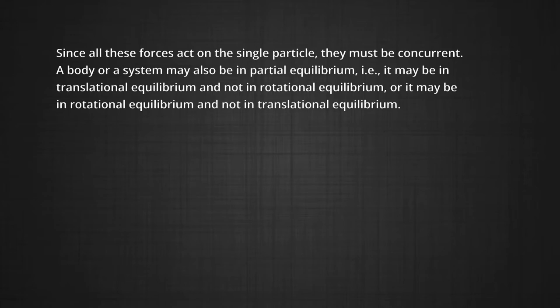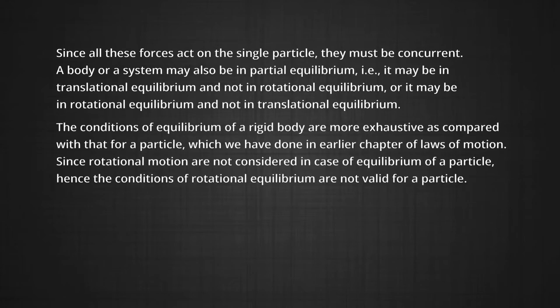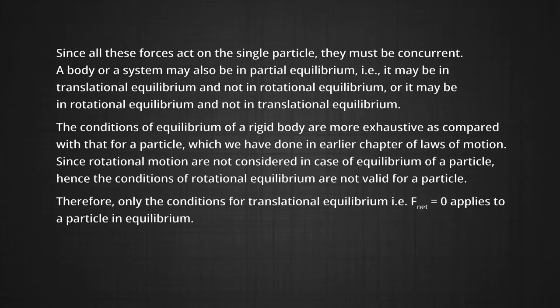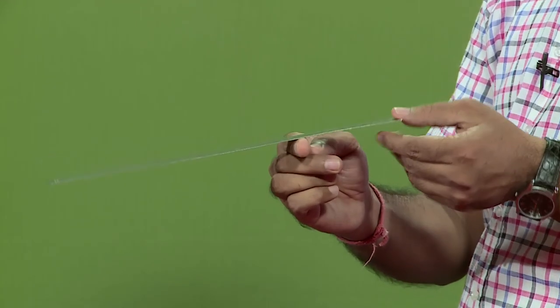A body or a system may also be in partial equilibrium, that is, it may be in translational equilibrium and not in rotational equilibrium, or it may be in rotational equilibrium but not in translational equilibrium. The conditions of equilibrium of a rigid body are more exhaustive as compared with those for a particle, which we have done in the earlier chapter of laws of motion. Since rotational motion was not considered in the case of equilibrium of a particle, the condition of rotational equilibrium is not considered for a particle. Therefore, only the condition for translational equilibrium, that is F net is equal to 0, applies to a particle in equilibrium.